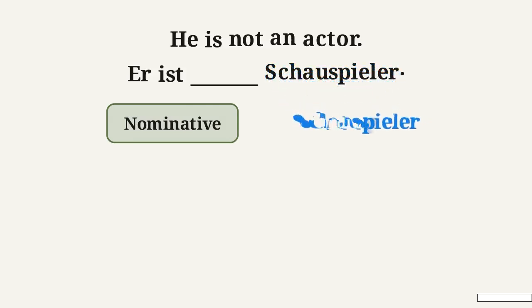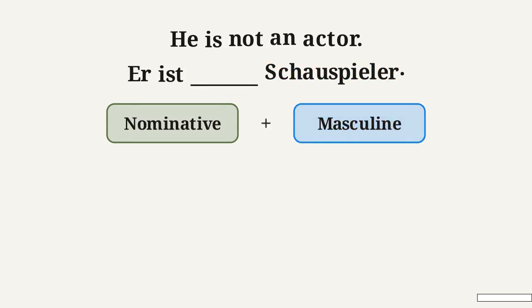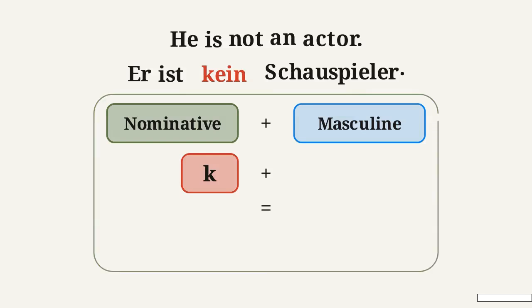Step 2. Factor in the noun. Schauspieler is masculine. We need the sentence to be negative, so we combine the masculine gender with our negative logic. The missing word is kein. Ist kein Schauspieler. You can solve grammatically complex sentences by simply stacking the matrix patterns and verb roles sequentially.